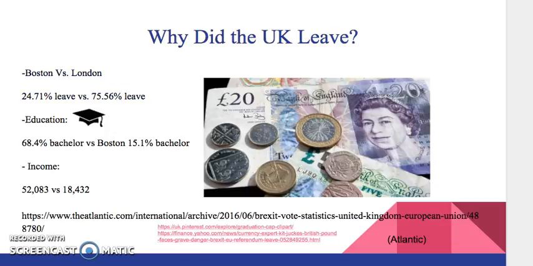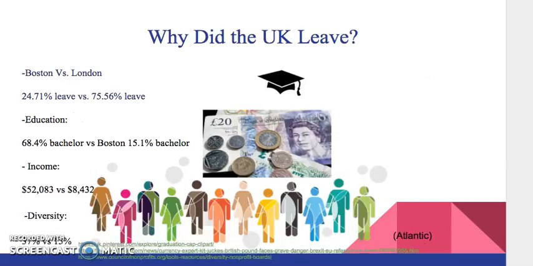Regarding income, the average income of someone living in London is £52,083, while the average income of someone living in Boston is £18,432. Regarding immigration, 37% of London's population is foreign-born, while only 15% of Boston's population is foreign-born.